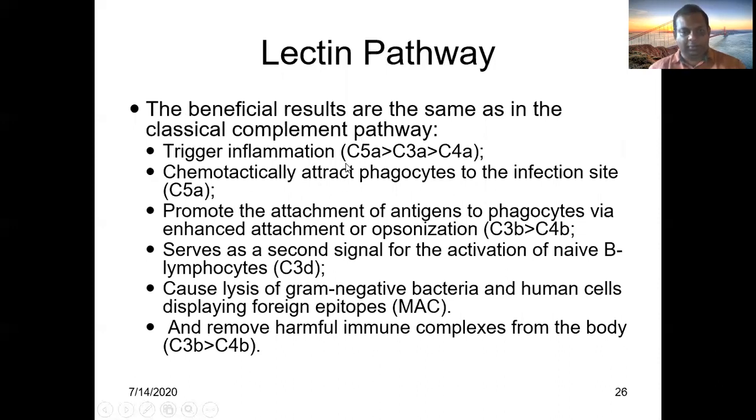The lectin pathway triggers inflammation, the same. Anaphylatoxins chemotactically attract phagocytes. They promote the attachment of antigens to phagocytes for enhanced attachment, termed opsonization. They serve as a second signal for activation of naive B lymphocytes; there is a C3d. They cause lysis of gram-negative bacteria and human cells, destroying foreign epitopes. This is mainly gram-negative. And they remove harmful immune complexes from the body by these opsonizing molecules.